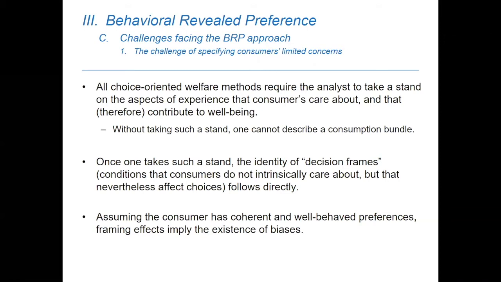If we assume that the consumer has coherent and well-behaved preferences, then these framing effects necessarily imply the existence of biases. If I choose consumption bundle A over consumption bundle B in one frame, but choose consumption bundle B over consumption bundle A in another frame, it can't be the case that in both of those instances, I'm adhering to my well-behaved neoclassical preferences. It must be that at least one of those decisions exhibits a bias relative to these true preferences, whatever they are.